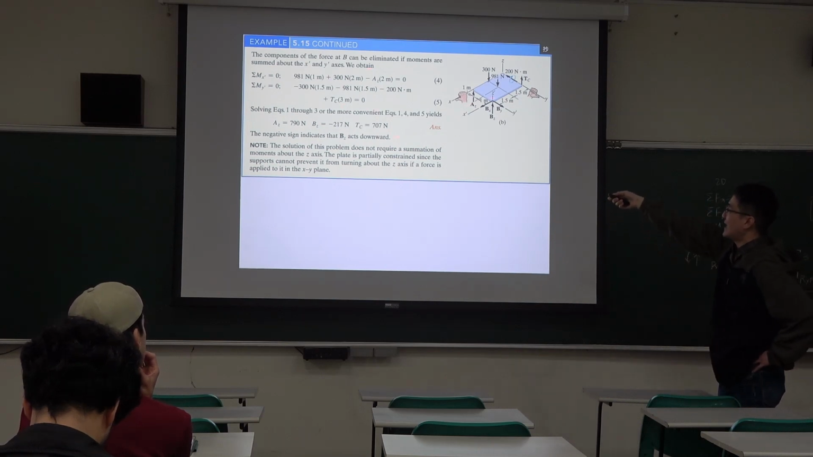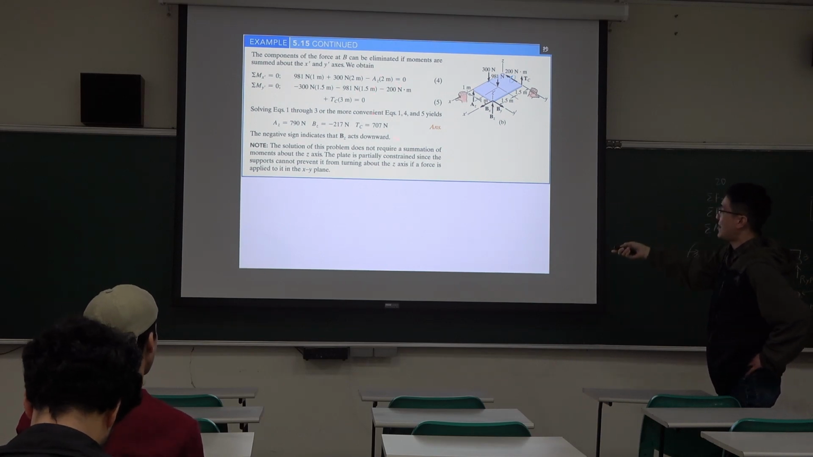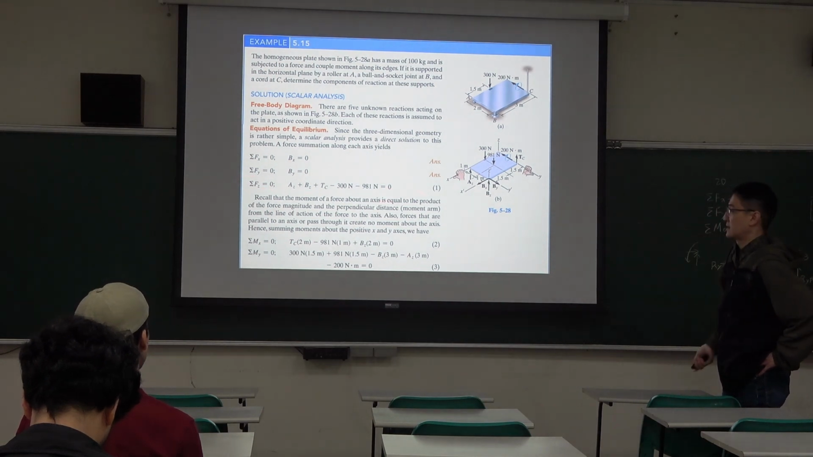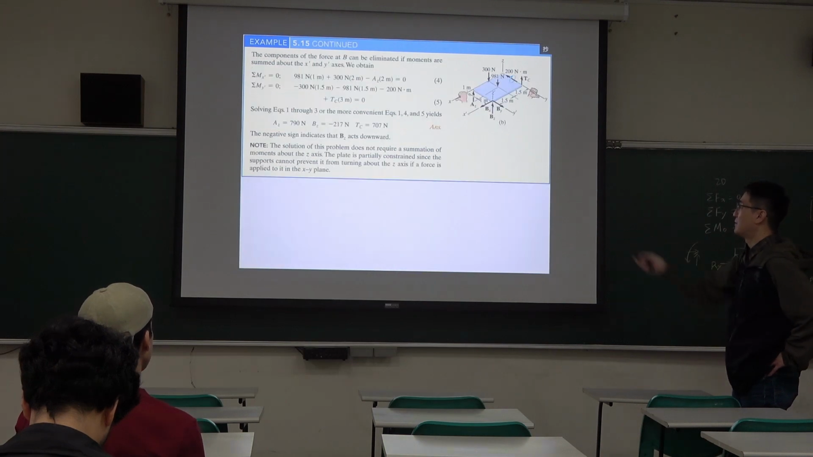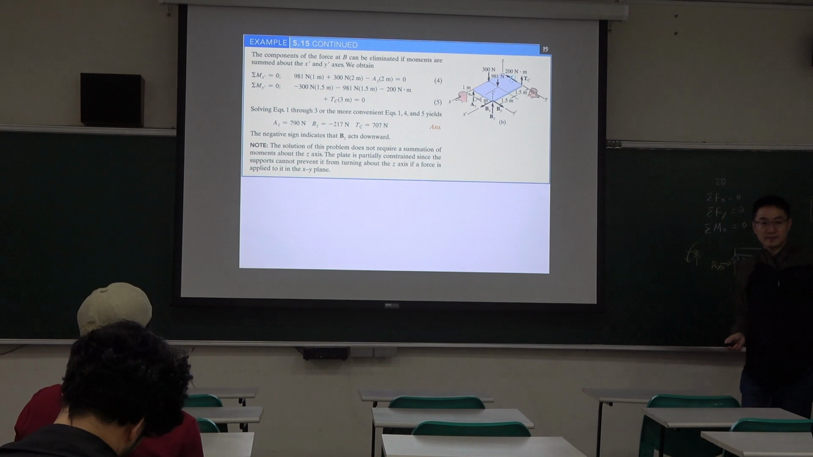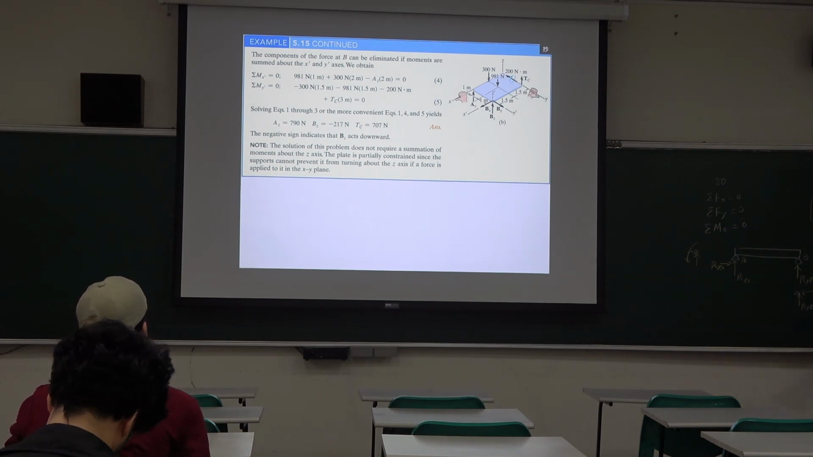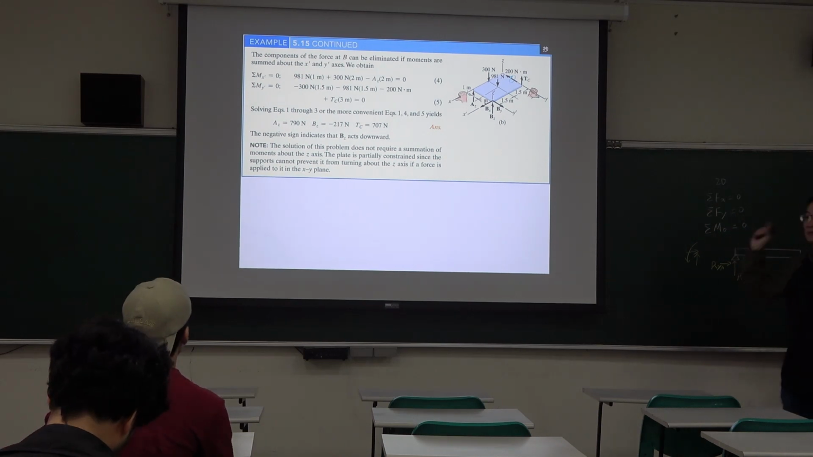So we know AZ, we know TC. We pull them back to the first equilibrium equation. Okay, we know TC, we know AZ, so we can work out BZ. Okay, clear? Okay.